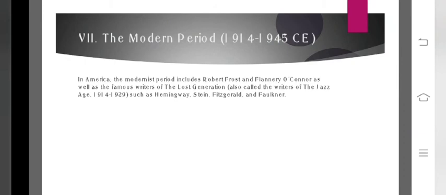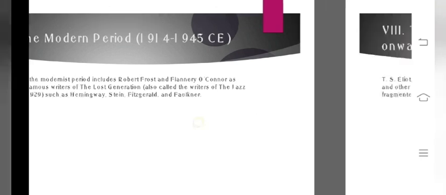7. The Modern period, 1914 until 1945 CE. The Modern period includes Robert Frost and Flannery O'Connor, as well as the famous writers of the lost generation, also called the writers of the Jazz Age, 1914 until 1929, such as Hemingway, Stein, Fitzgerald, and Faulkner.